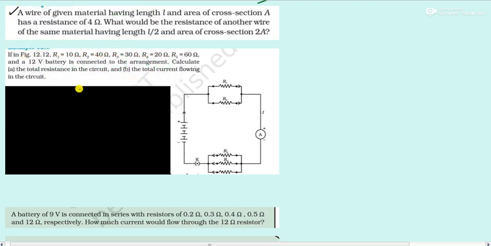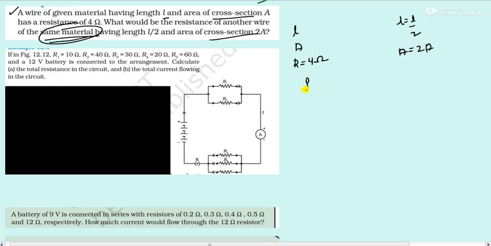Okay. Next question. A wire of given material having length L and a cross-sectional area A has resistance 4 ohm. What would be the resistance of another wire of the same material if the length is L by 2 and the area of cross section is 2A? If the conductor is of the same material, then the resistivity remains the same.